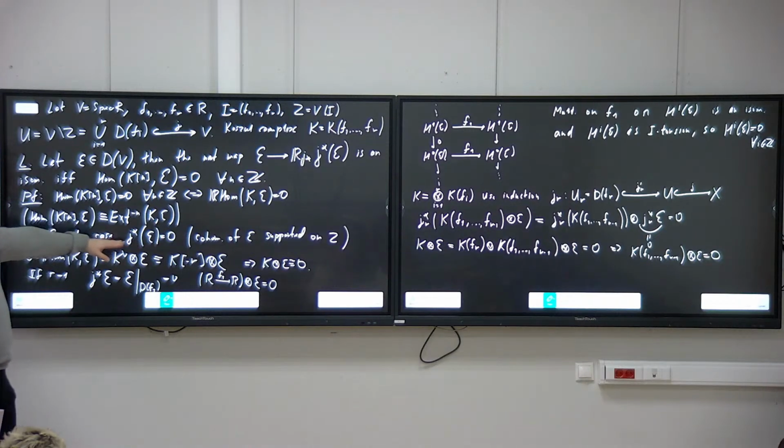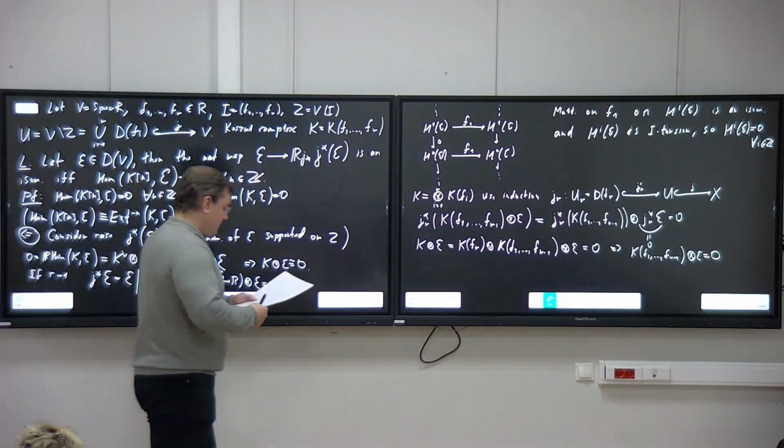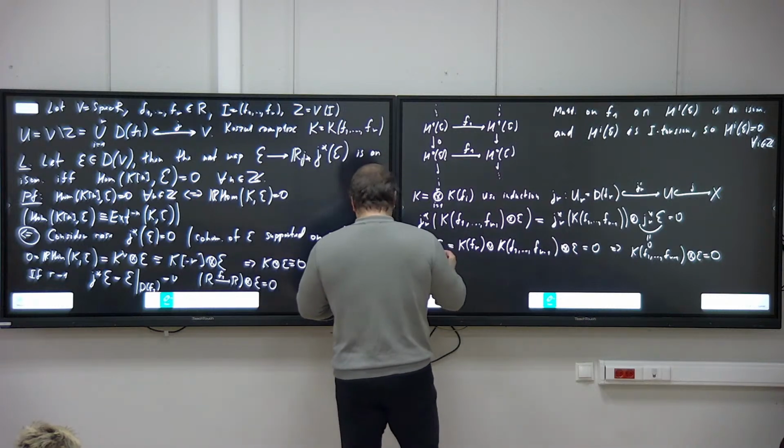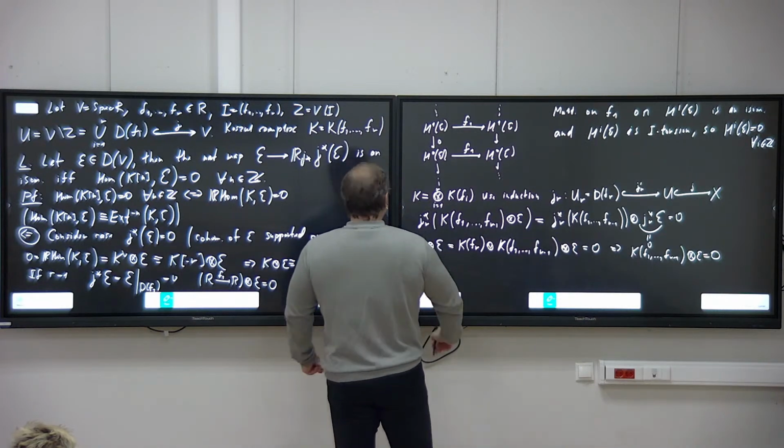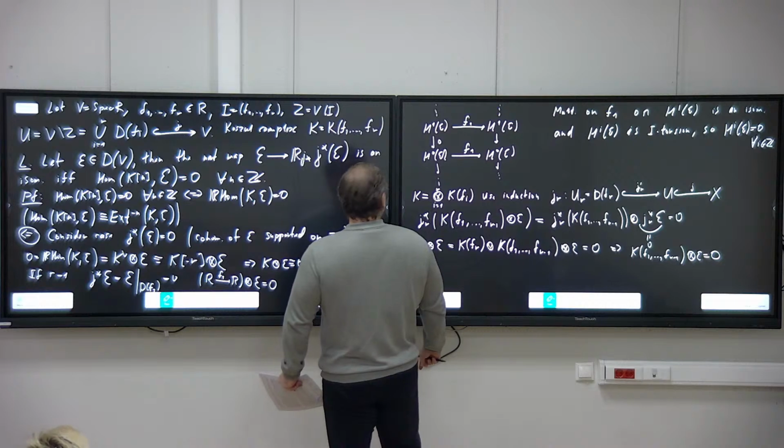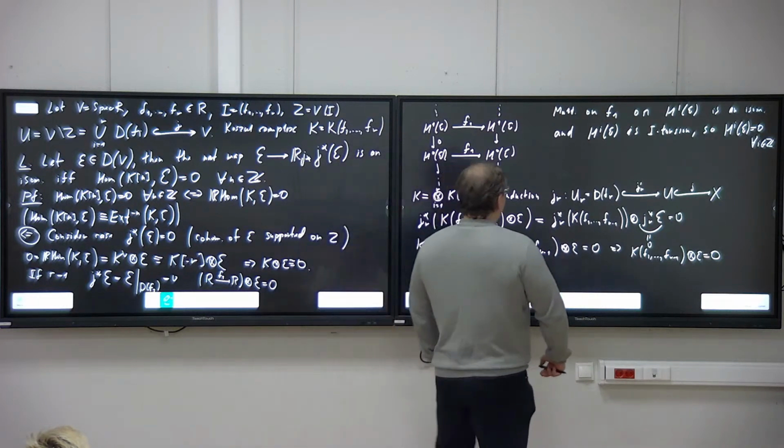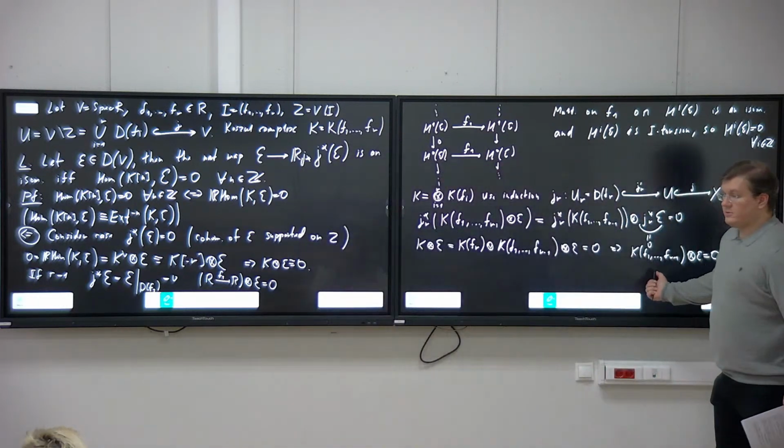So finally I want to remove the assumption that we have this special case. And to do this, I look at the exact triangle.